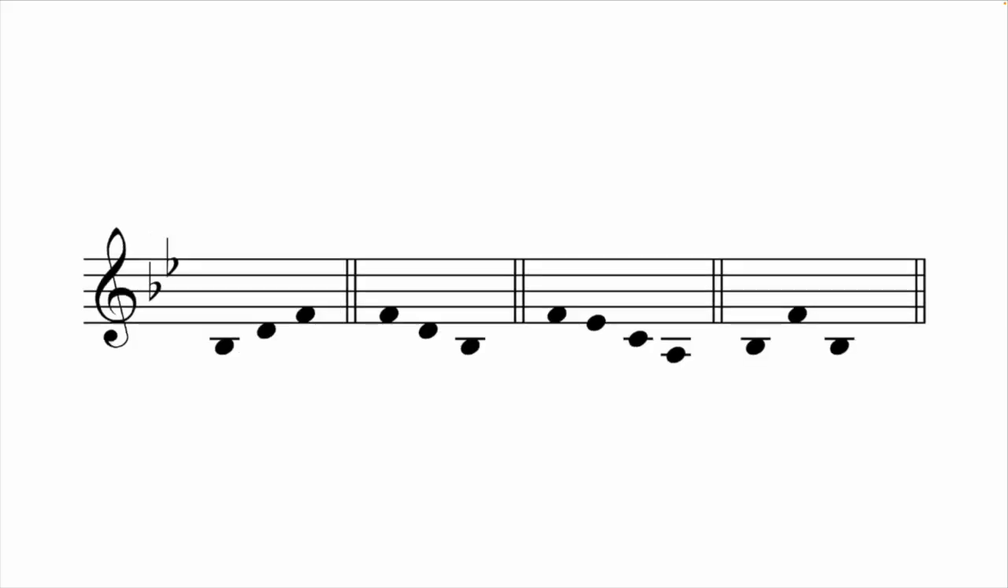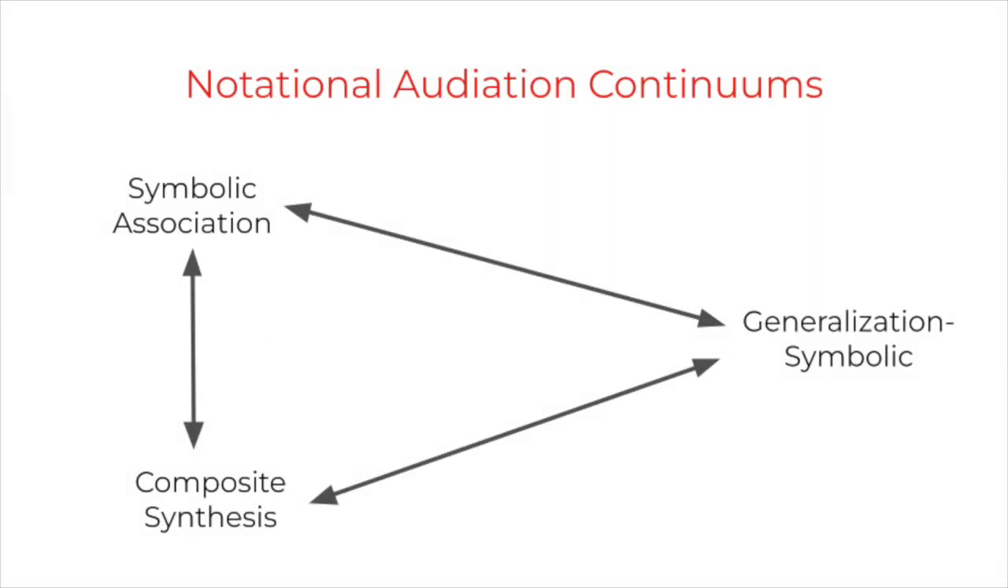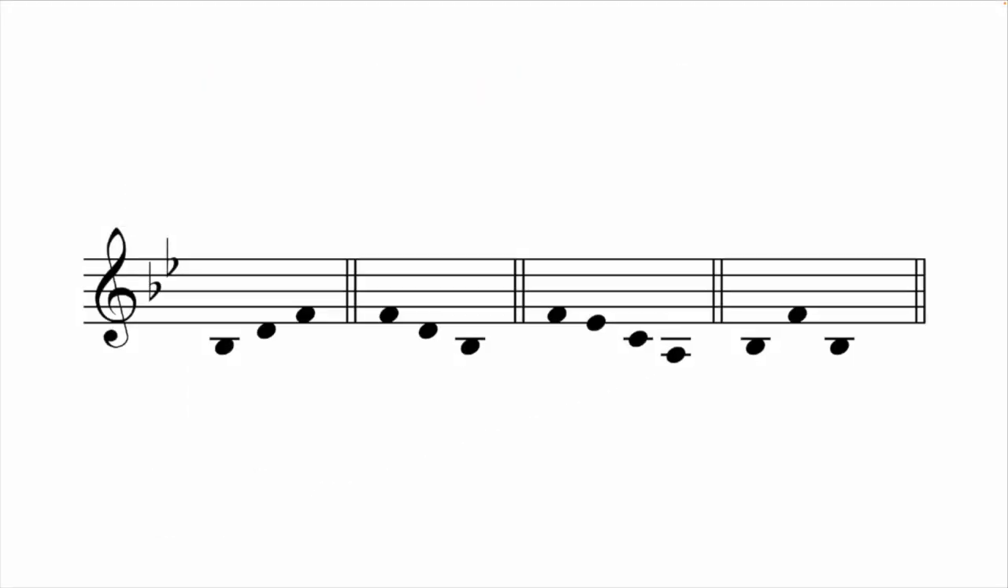And now another wrinkle is to introduce new keys. Sol, la, sol, fa, mi, re, ti, do. So now we're teetering on the edge between composite synthesis and generalization symbolic. It's the exact same patterns, and familiar patterns at that, but in a new key. Can they do it on their own? Maybe they can. If they can't, then go back to composite synthesis proper and teach them the patterns.